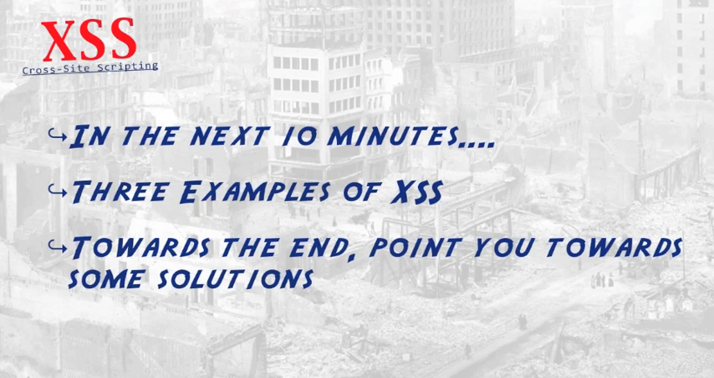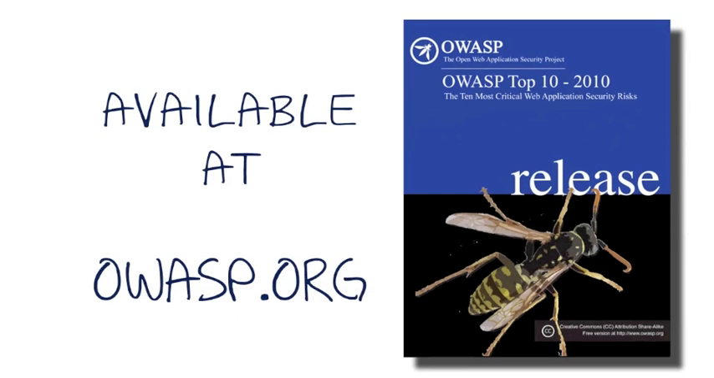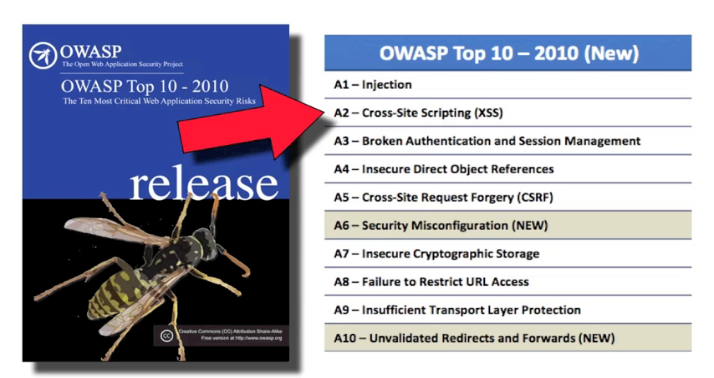So, let's get started. Cross-site scripting is one of the most well-known vulnerabilities listed in the OWASP Top 10. And by the way, if you haven't read through the entire Top 10 list, I highly recommend you do so. A PDF of the list can be downloaded from OWASP.org. XSS has been in every edition of the OWASP Top 10, and in the 2010 edition, cross-site scripting holds the number 2 spot, just under SQL injection.